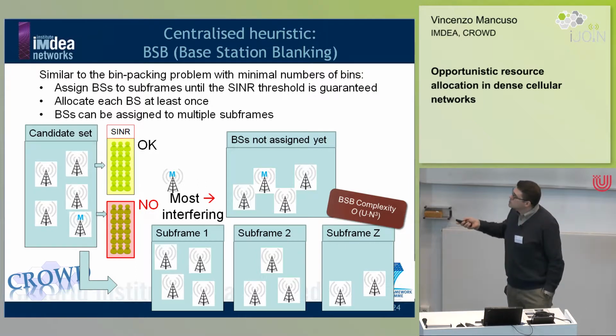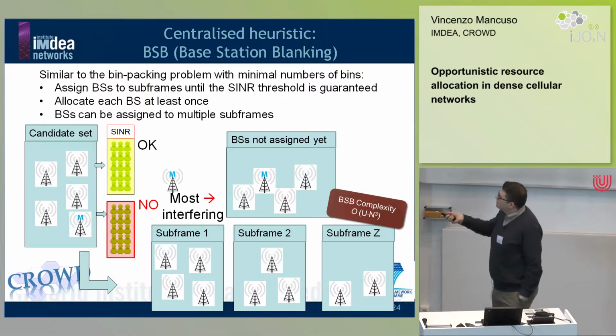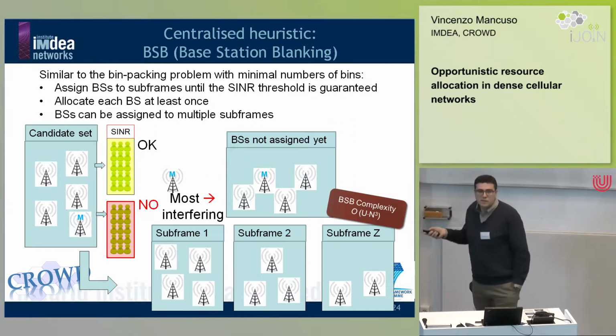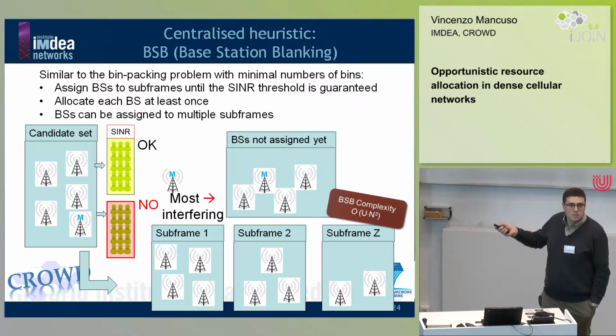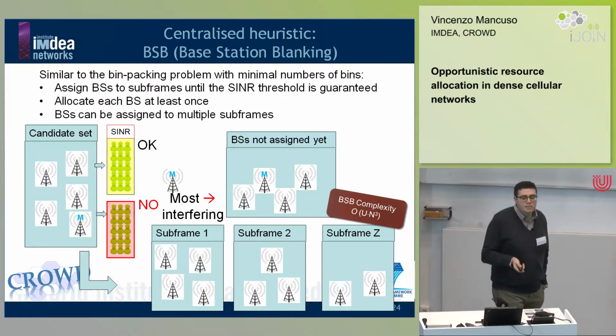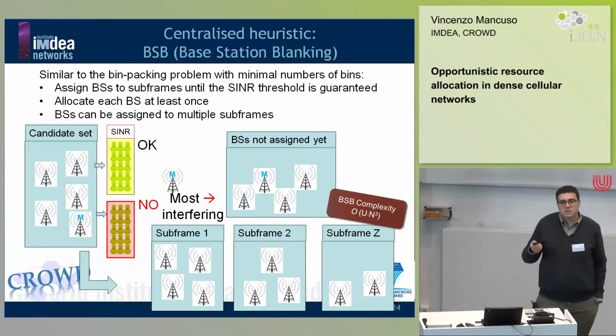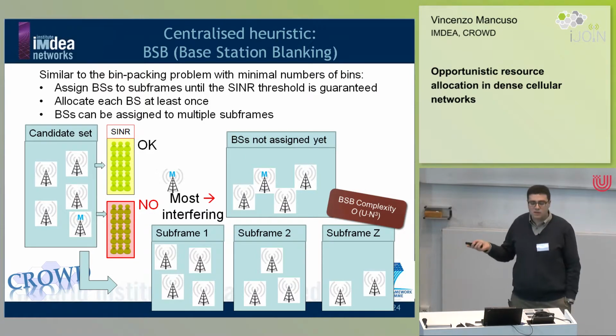We repeat this process, and basically we come up with a distribution of the base stations over different subframes. Each base station can actually be scheduled more than once. There's no restriction on that. And in each TTI or subframe, 1 millisecond, the maximum interference caused to any scheduled user will be below a threshold, so that we guarantee quality to the users.